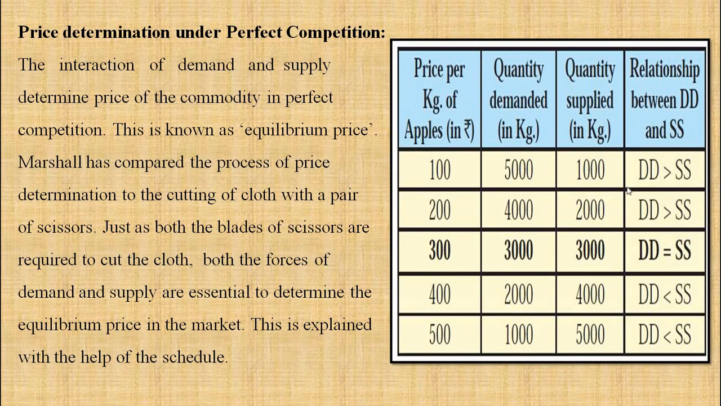You have to give this table. It's very simple. Price is rising from 100 to 200, 300, 400, 500. Demand falls from 5000 to 4000, 3000, 2000, 1000, and supply rises from 1000 to 2000, 3000, 4000, 5000. Here demand and supply both are equal. That time the price is determined. This is the way of showing the determination of price under perfect competition.